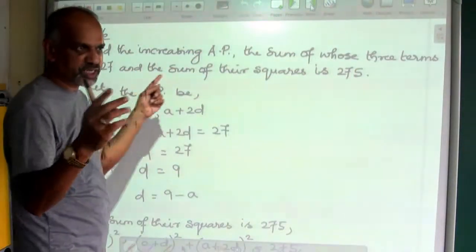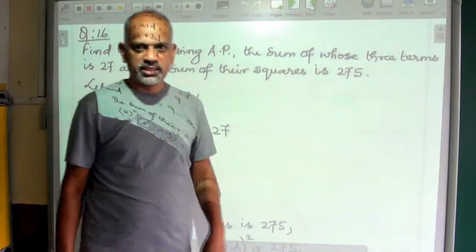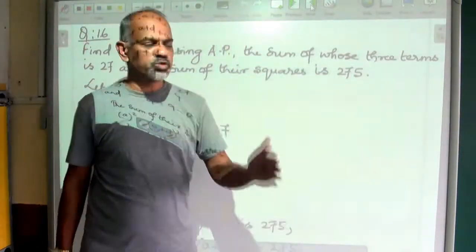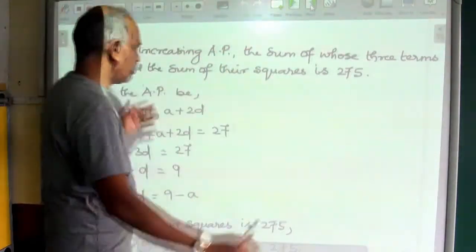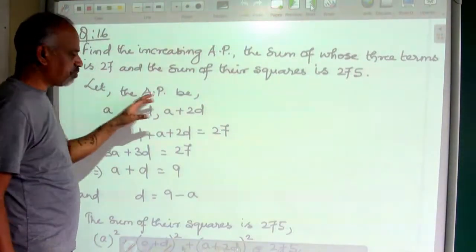Sum of whose three terms is 27. If you add the first three terms, you will get 27. And the sum of their squares, that's the first term square plus second term square plus the third term square, all squares added together gives you 275. So we don't know any of these terms in the AP. Therefore, let the AP be.